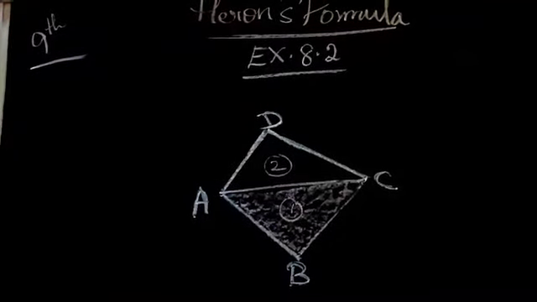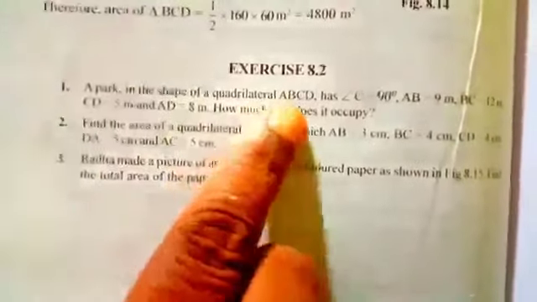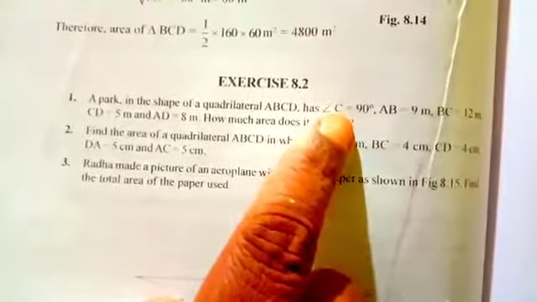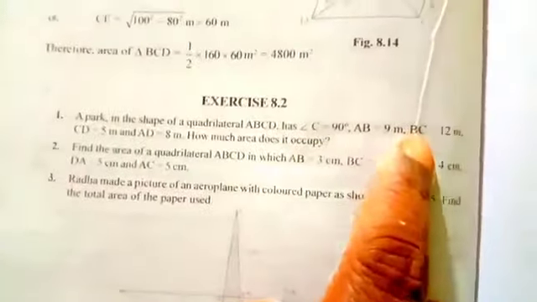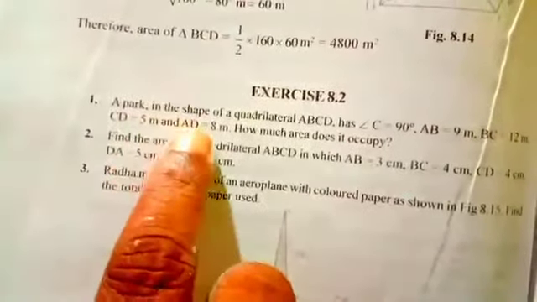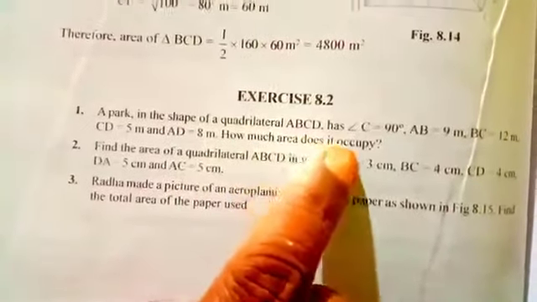First question. A park in the shape of quadrilateral ABCD has angle C is 90 degrees, AB length is 9 meters, BC length is 12 meters, CD length is 5 meters and AD length is 8 meters. How much area does it occupy?